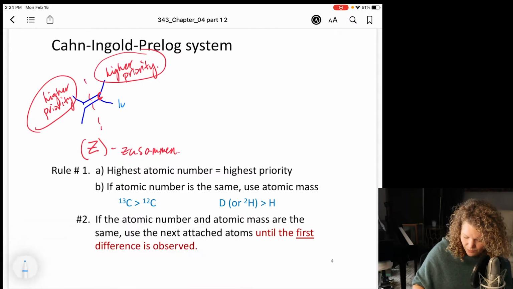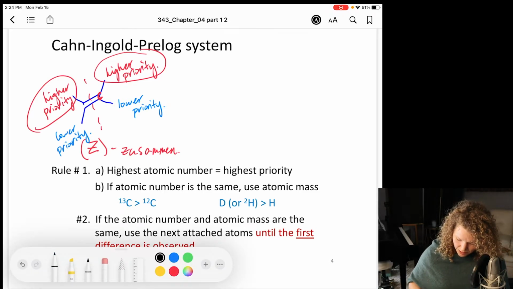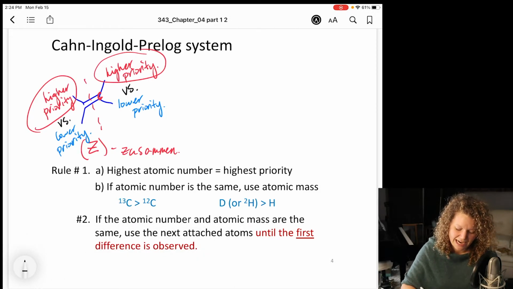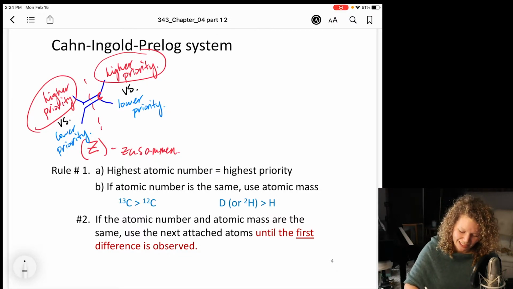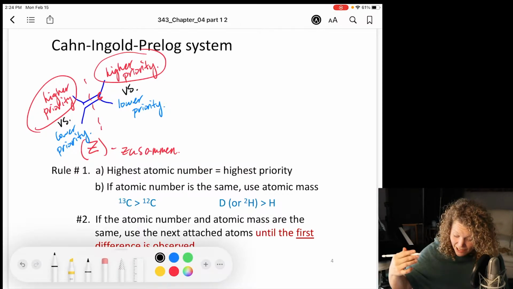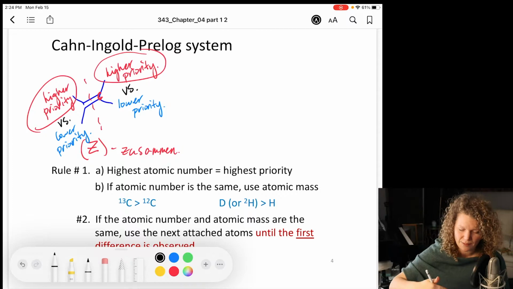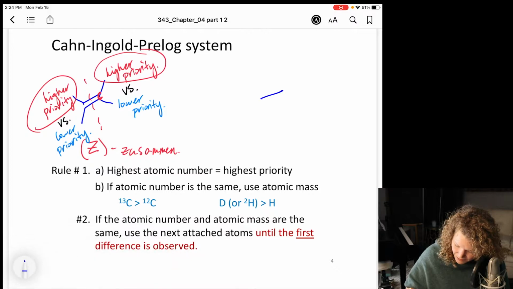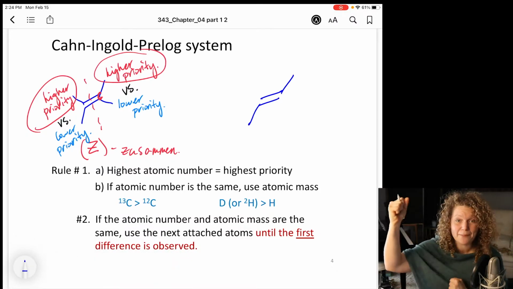This would mean that our lower priority is here. I'm going to put a little versus symbol because the higher priority and lower priority are only looking at either the left or the right side, and we'll go through examples. So this is a Z alkene when the higher priorities are on both the top or the bottom, okay? And then let's look at what happens when we have an alkene where we have a higher priority on the opposite sides.